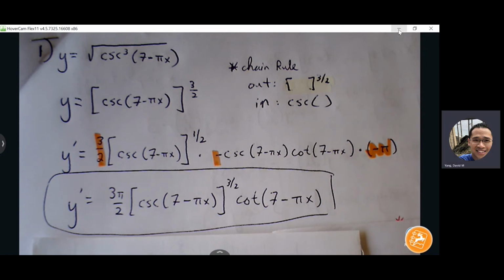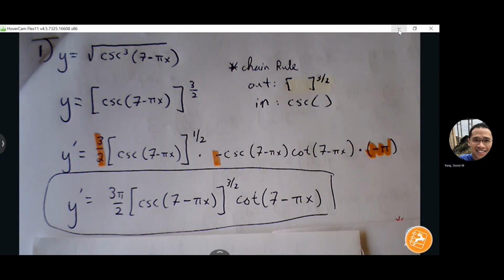Yes, question. Oh, how to get to 3 over 2 here? So you see all these are the same, right? The cosecant 7 minus pi x and cosecant 7 minus pi x. So this is the power of 1. This is the power of 1 half. 1 plus 1 half is 3 halves. Okay, questions with 1?